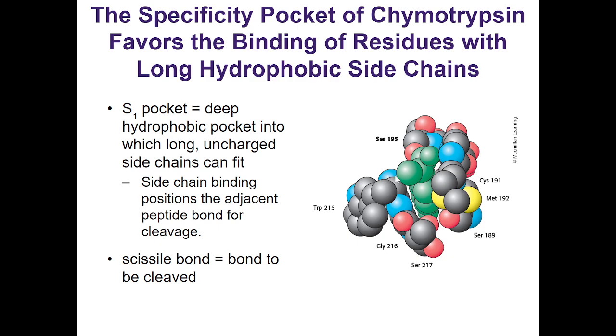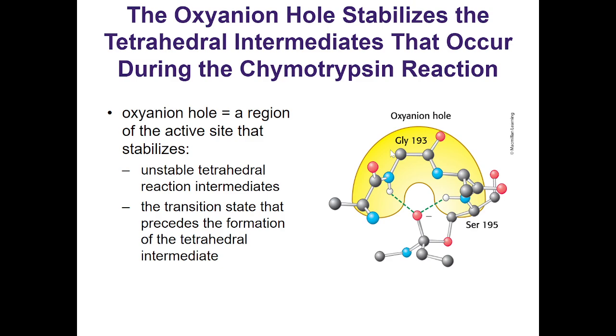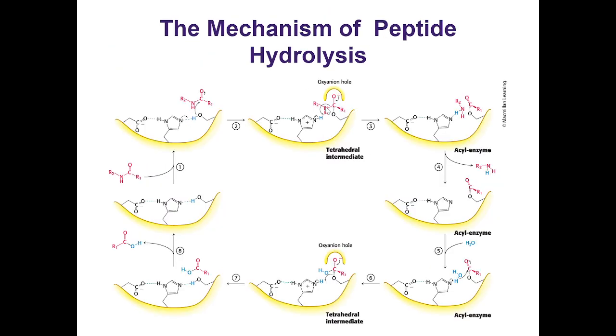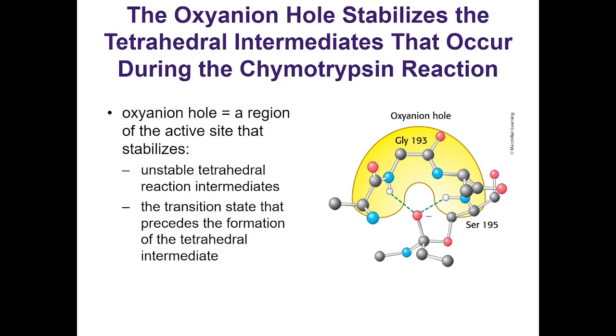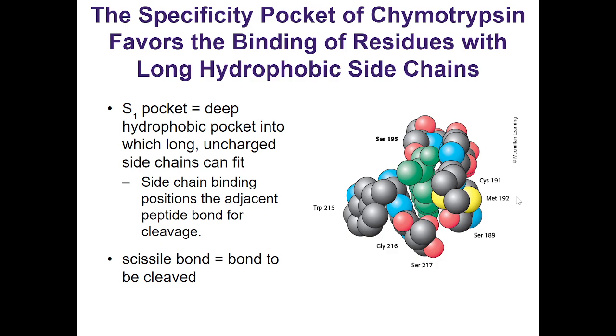The side chain binding positions the adjacent peptide bond for your cleavage. It's a scissile bond, that's the bond to be cleaved, is that right here. See that? That's that one. That's the scissile bond, right? I.e. scissor bond. Same root word. And so if you were looking at this, the amino acid that precedes that bond is going to have what sort of side chain?